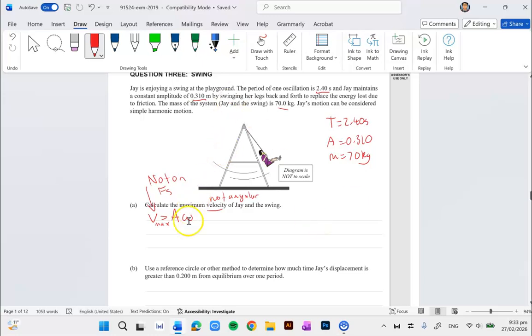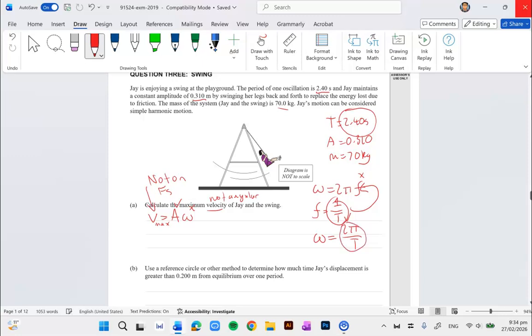So we've already got the amplitude, but we don't have the angular velocity. But we know on the formula sheet that the angular velocity is 2 pi times frequency. However, we don't have this either. But if we're smart, we can recognize that the frequency also equals 1 over the time period. And we do have the time period, which is 2.4 seconds. So we can plug this in place of f. So it's going to look like this: 2 pi over T. The 1 on the top just cancels out because it's 1.